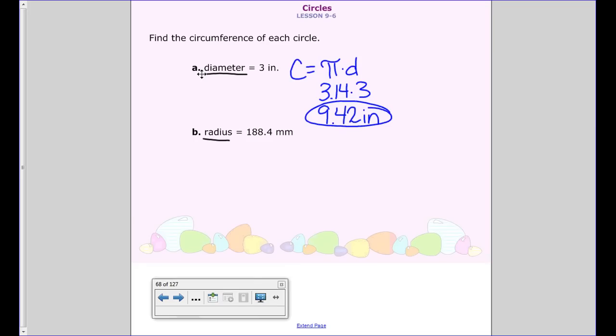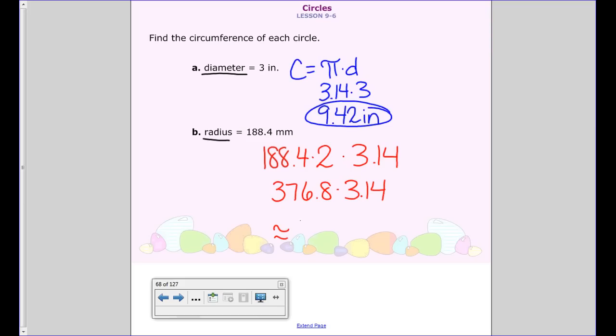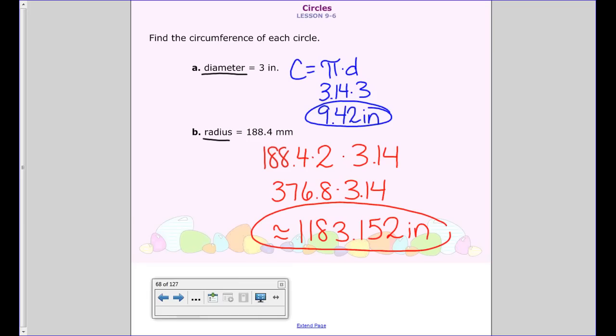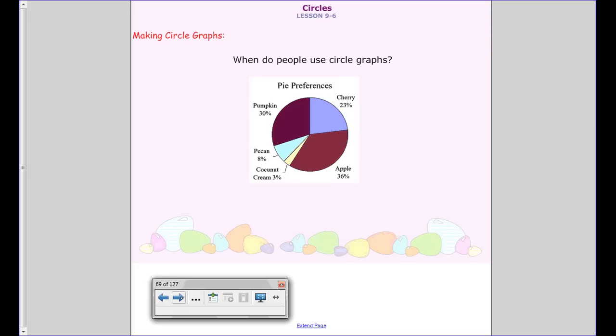So on B here, again, they give me the radius. So first, I'm going to have to multiply that 188.4 times 2. Then I can multiply by 3.1400. So 188.4 times 2 is 376.8 times 3.1400. And the circumference is approximately 1,183.152 inches. There we go. So that's how we find the circumference.